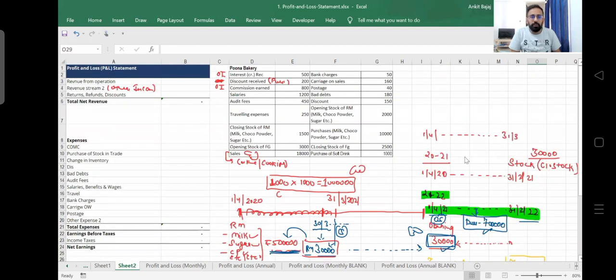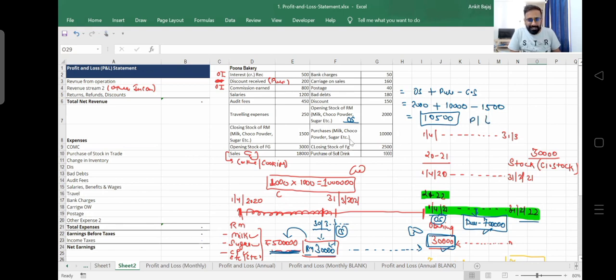Similarly, if I ask you to find out the cost of material consumed in this given case, the formula is opening stock plus purchases minus closing stock. Here opening stock is given as 2,000 rupees. The purchase value is 10,000 rupees, purchase of milk, choco powder, sugar, and closing stock of this raw material is given as 1,500. So the total raw material consumed is 2,000 plus 10,000 minus 1,500, so it will be 10,500 rupees. This we show in the P&L account.